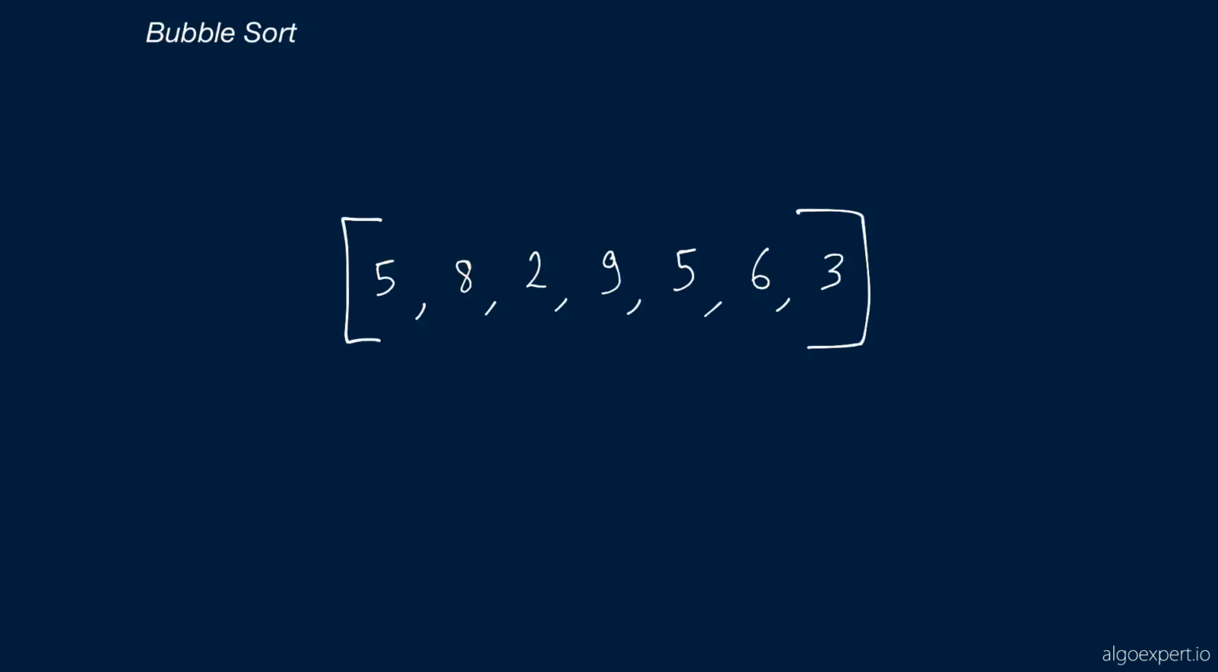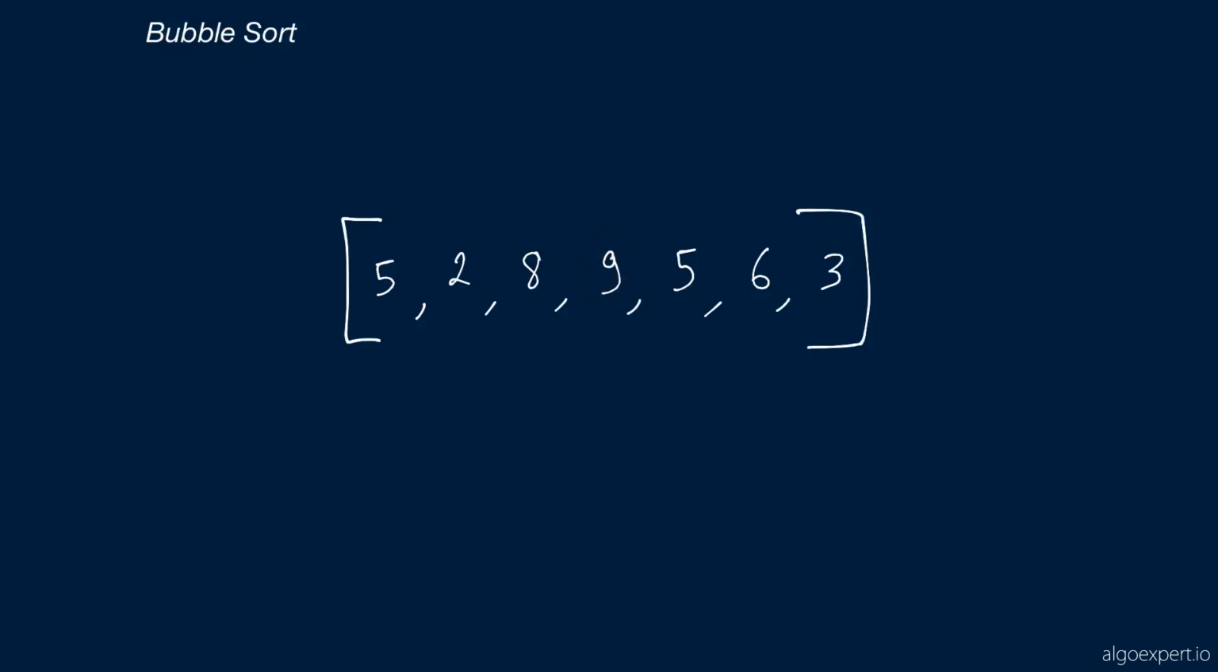Now we move on to the second point, which is now 8, and we compare 8 and 2. Is 8 less than or equal to 2? Are they in the correct order? No, they're not, so we swap them. We're going to erase them, we're going to put 2 here and 8 here. Now we compare 8 to 9. Is 8 less than or equal to 9? Yes. So 8 and 9 are in the correct order. So we leave them as they are, and we move on to 9.